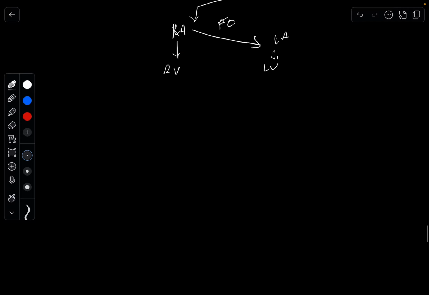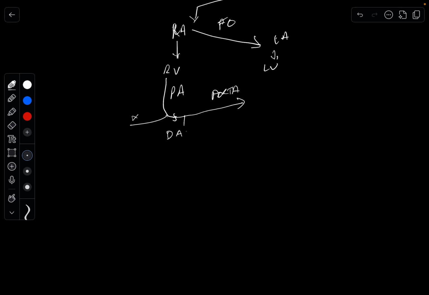Right. Now, right ventricle will pump to pulmonary arteries, but the lung pressure is so high that majorly all the blood will go to aorta via ductus arteriosus. It will not go to lungs. Right. These are all the 3 differences.